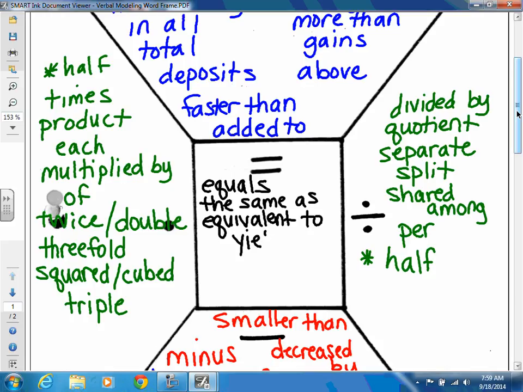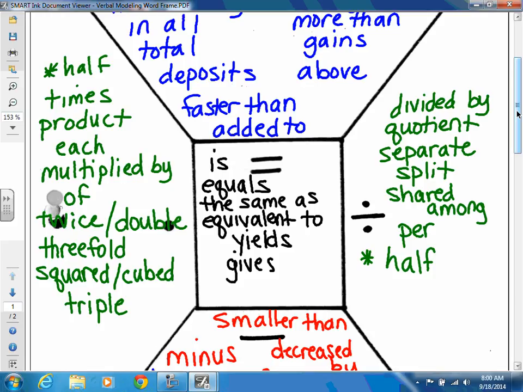Yields is more of a science word, but in math it would translate into an equal sign. The word gives, and the most popular one, and actually the shortest one, is the word is. As soon as you see the word is in a sentence and they're asking you to translate it, you have to put an equal sign where that word is.